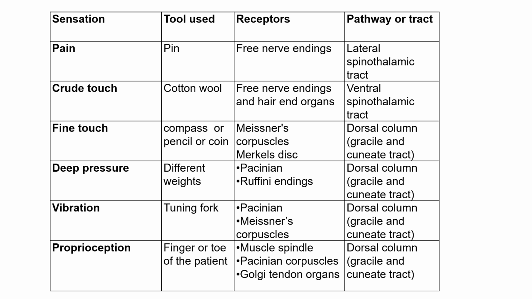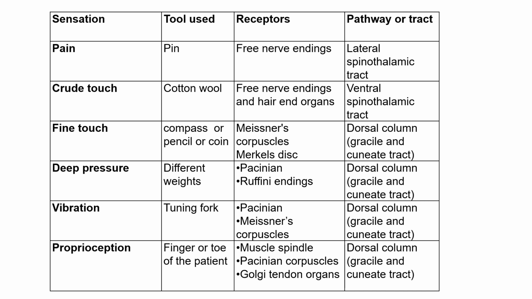Deep pressure, all right? And the receptors that are involved here, the Pacinian corpuscles or the Ruffini endings, and impulses from these receptors are transmitted through the dorsal column. Vibration sense, for example, right? The tool that you used was a tuning fork. And the receptors that are involved here would be the Pacinian corpuscle, the Meissner's corpuscles. Again, impulses from these receptors are transmitted through the dorsal column.